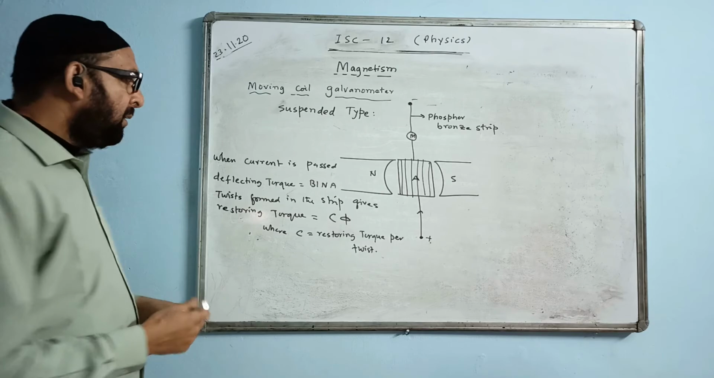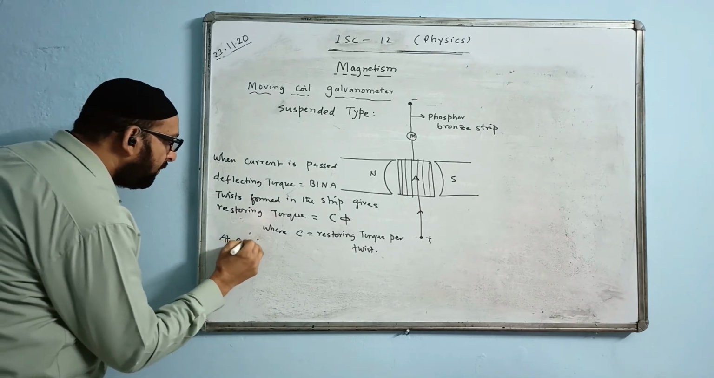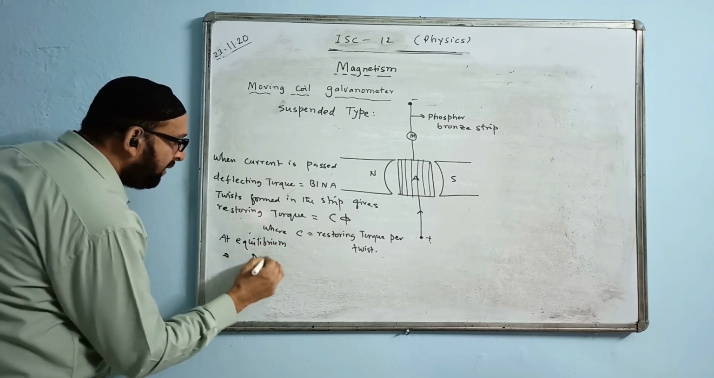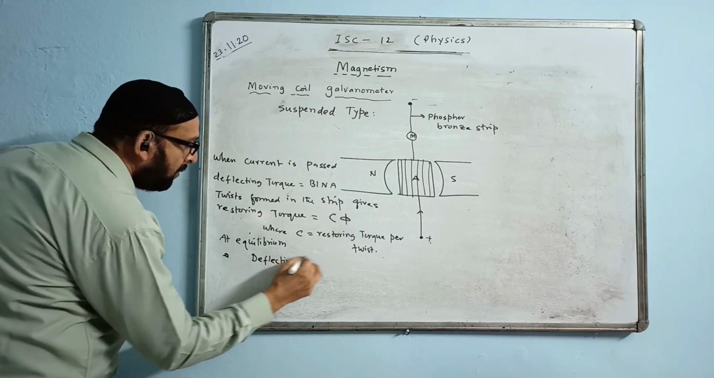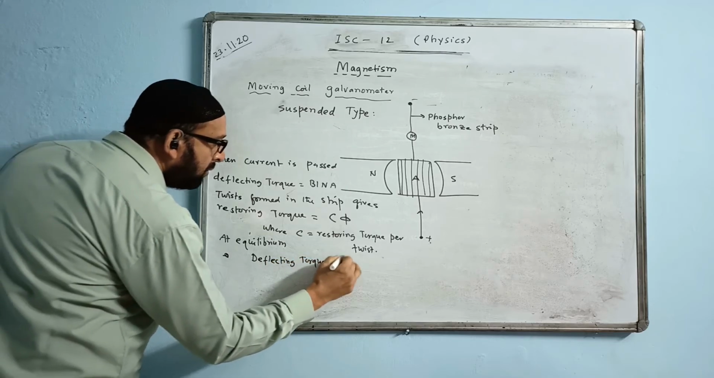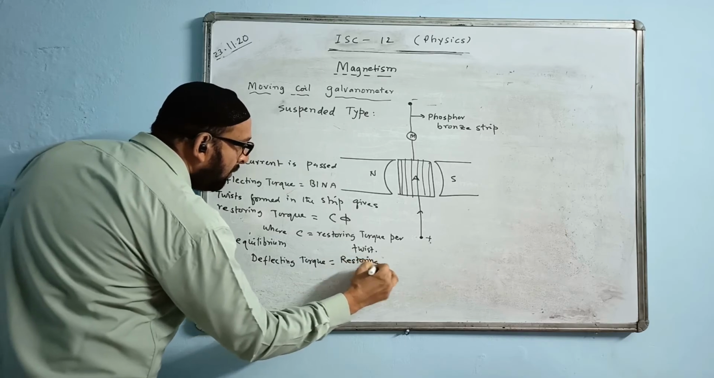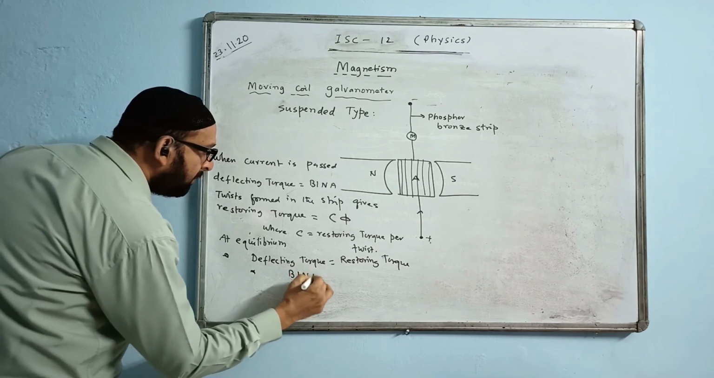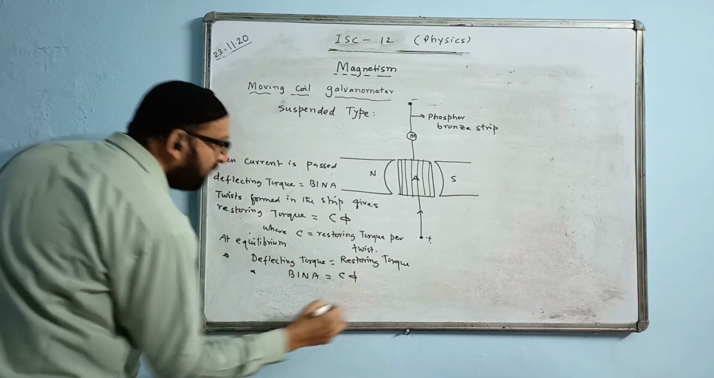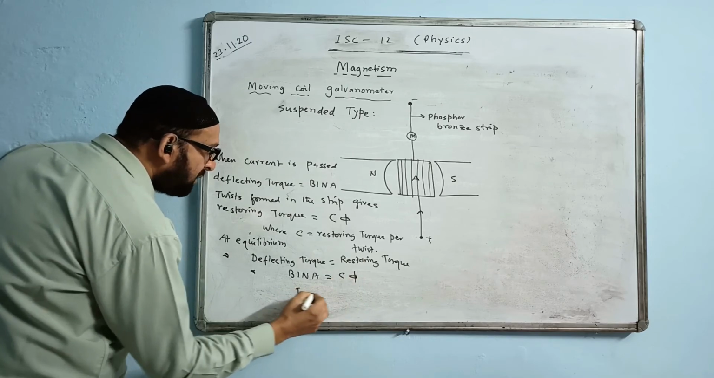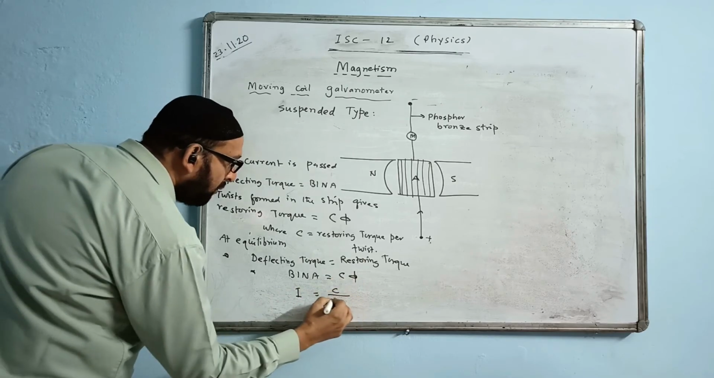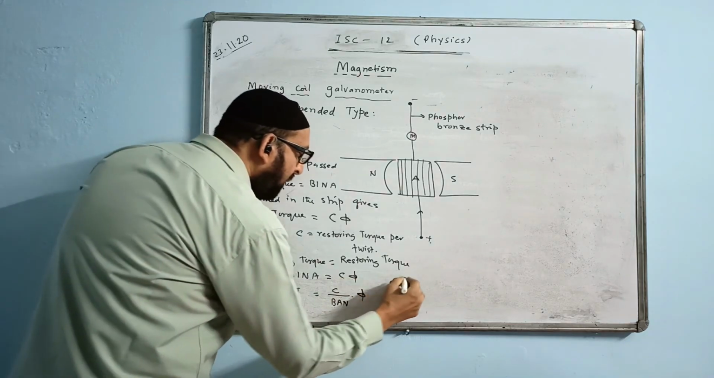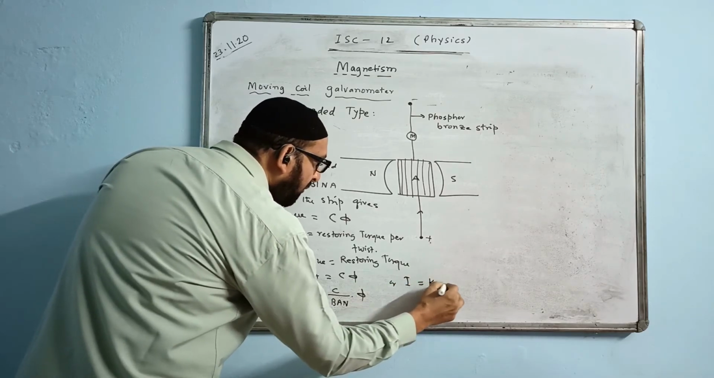C into phi. So right here at equilibrium, these two will be equal, right? Deflecting torque is equal to restoring torque. Deflecting torque value is BINA and restoring torque value will be C into phi. Therefore, make I the subject of the formula and it becomes I equals C upon BAN into phi. Or we can write here I equal to K into phi.